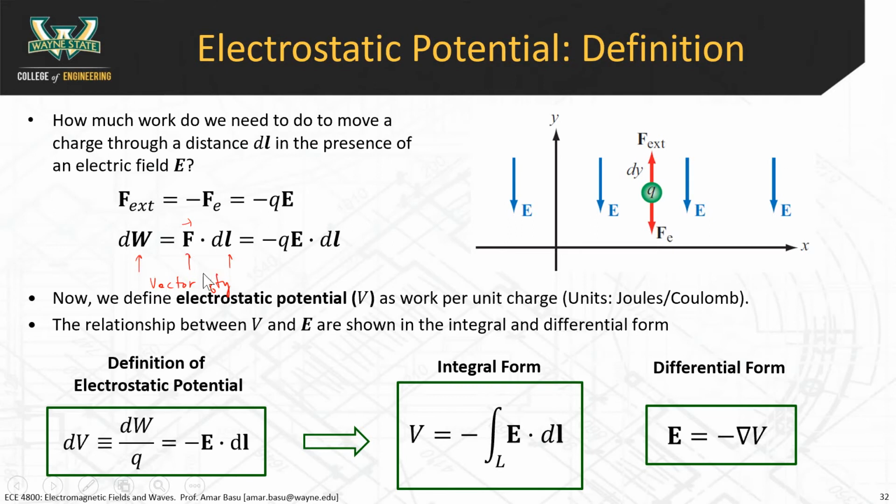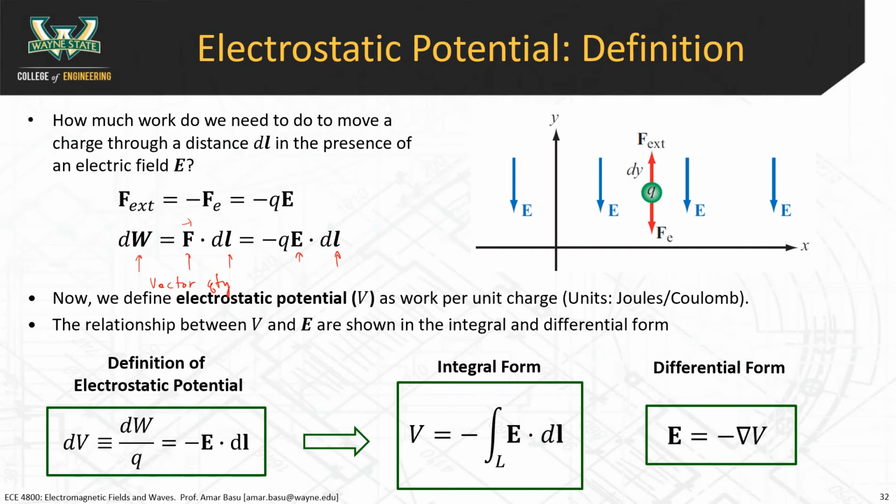Okay, now this definition, dW is equal to F times dL, and this is then equal to QE times dL. Okay, the electric field is a vector, the dL is a vector.